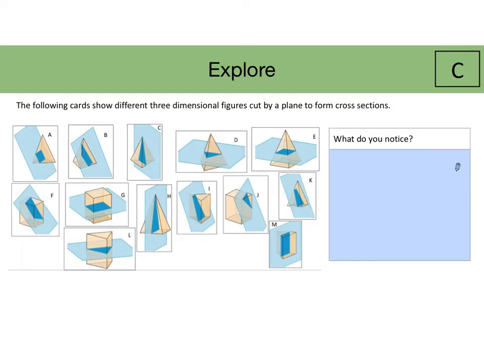So students are shown the following cards, and they are going to write down what they notice. There are a bunch of things that they can notice, and those noticings will help them in the next portion of the activity.